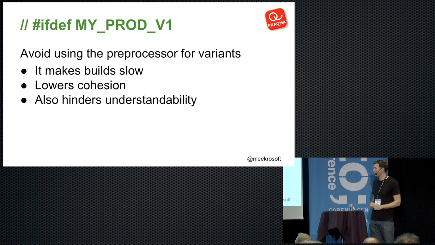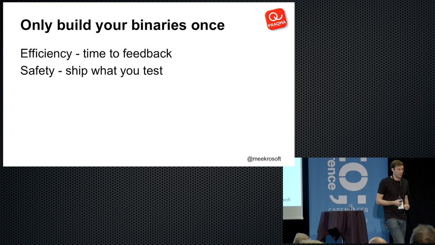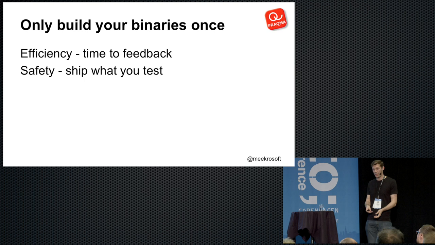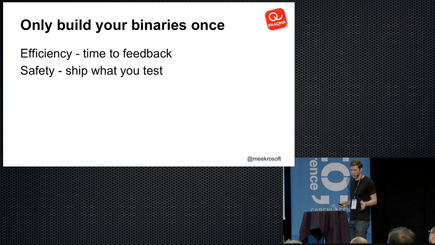Only build your binaries once as well. Because what you want to do is make sure whatever you build is the same thing you test and it's the same thing you ship. There's no sense in building something, doing a bunch of tests, and then doing another build later, maybe when you stamp the version. That's just a waste. It's a way that errors can leak into your system.